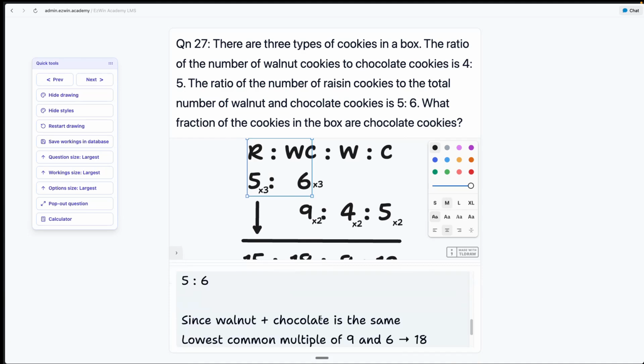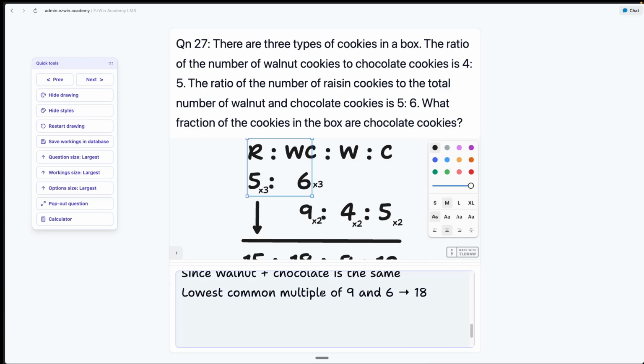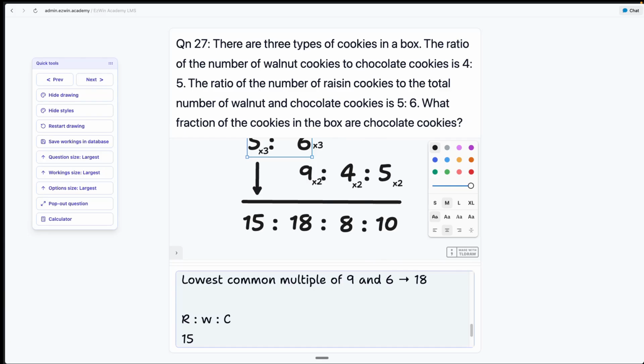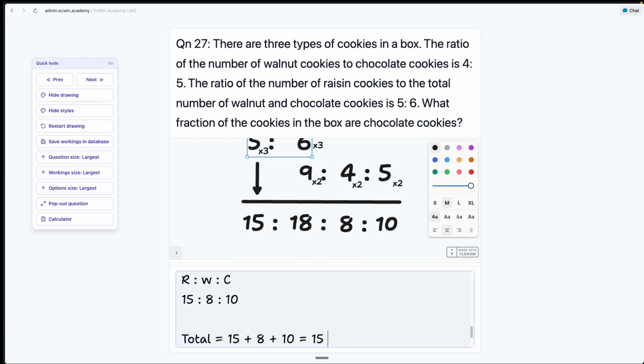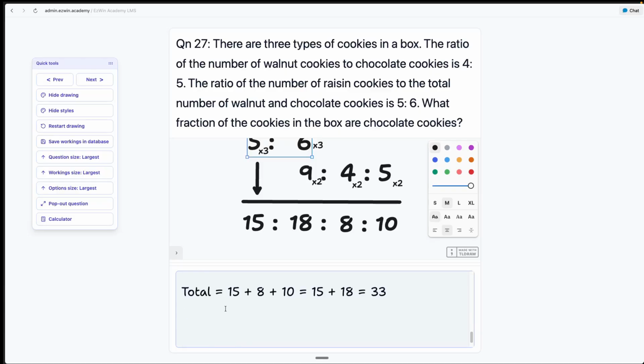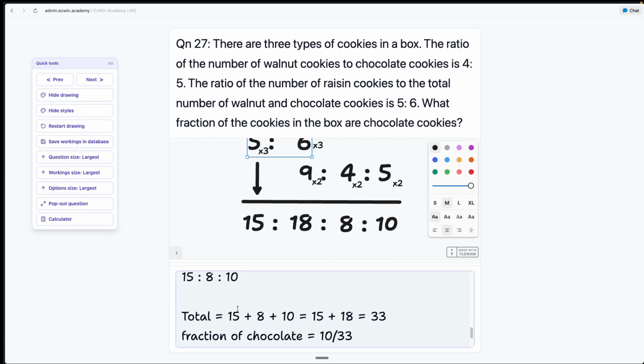Okay, so let's go back to our workings. So basically raisins, walnut, and chocolate will be 15 is to 8 is to 10. Okay, so what fraction of cookies in the box are chocolate? So let's get the total equal to 15 plus 8 plus 10, equal to 15 plus 18, which is equal to 33. So chocolate is 10, right? In this case, chocolate is 10. So that means the fraction of chocolate is equal to 10 divided by 33. That's it. There you go. So that's the answer.